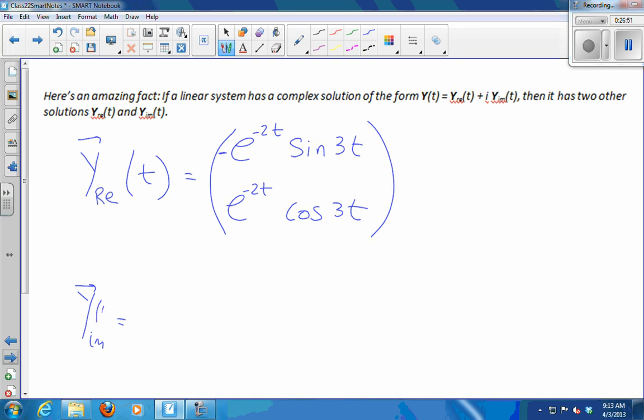And then the imaginary part, where I have factored out the I, right? So my original solution was y real plus y imaginary. This amazing theorem says that y real and y imaginary, with the I factored out, are two particular solutions. I'm going to talk about it in a second. First, I just want to show you, and then I'll talk about why.